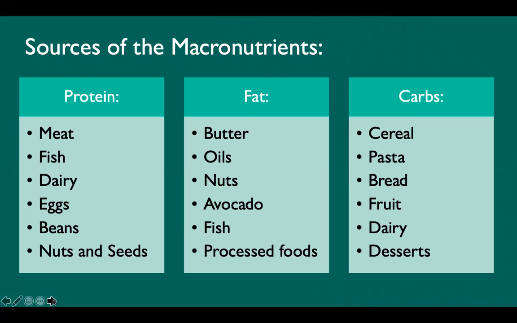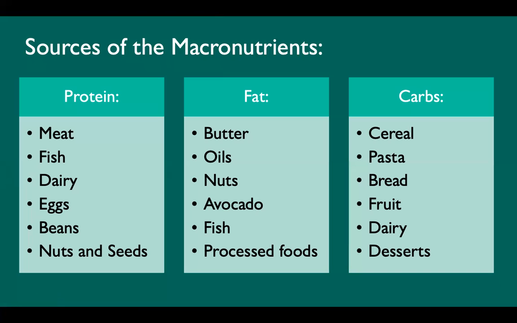If you've noticed, there are some foods listed under more than one of the macronutrients. For example, dairy is a protein, but dairy is also listed under carbs. That is because it contains both protein and carbs. Dairy has protein, and it also has natural sugar, or lactose, which is a carb. And same with fish. Fish is a good source of protein, but it is also a healthy source of fat as well.